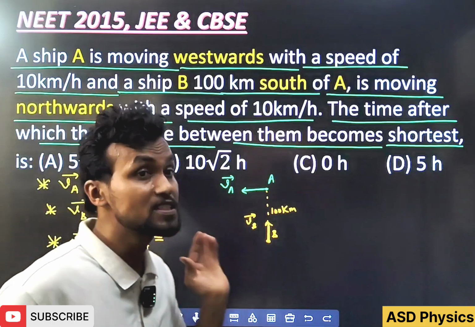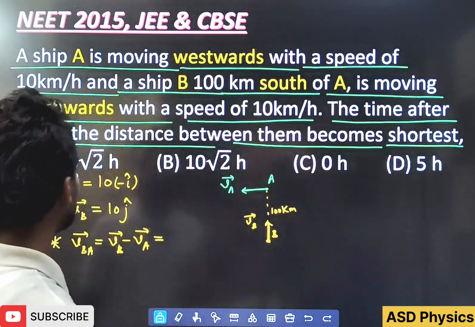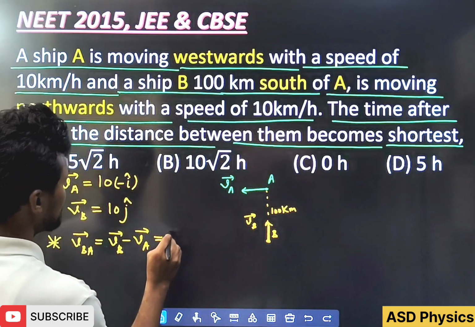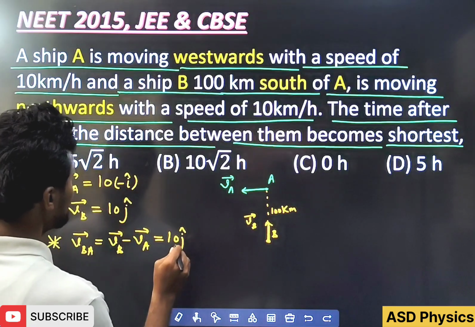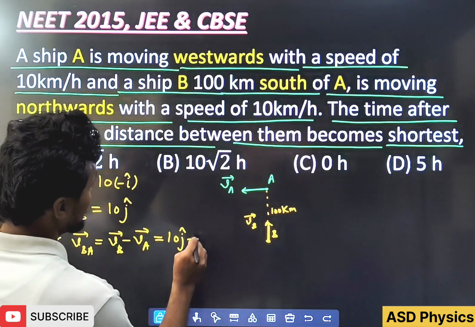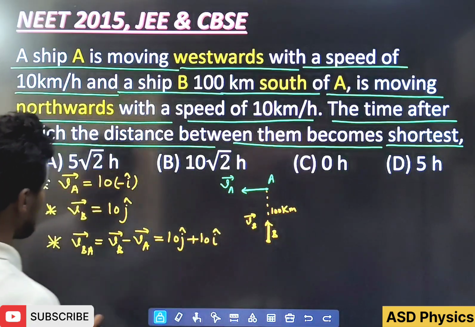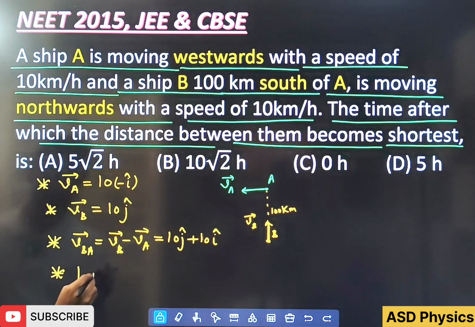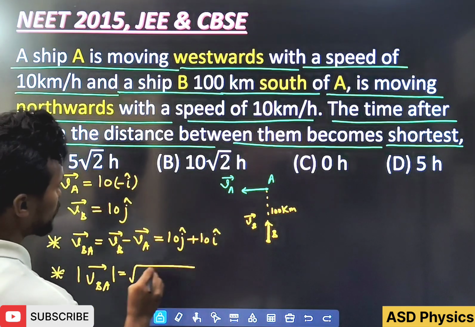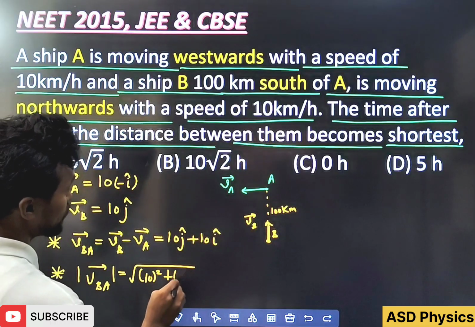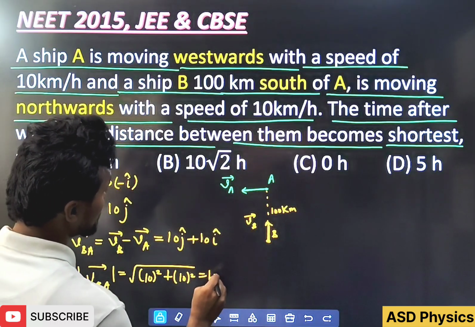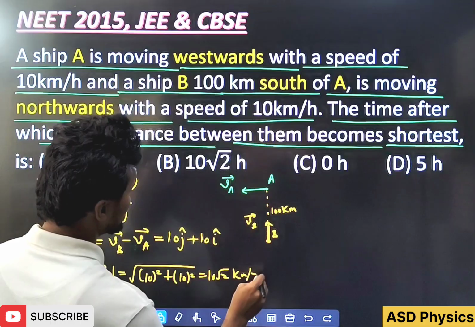I am going to calculate with respect to A, that means A will be in a rest situation. So V_B minus V_A: 10 J cap and minus 10 I cap means plus 10 I cap. The magnitude of B with respect to A is the square root of the coefficient of I cap squared plus the coefficient of J cap squared, which is 10 root 2 km per hour.